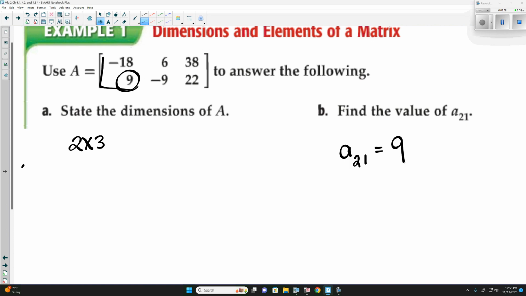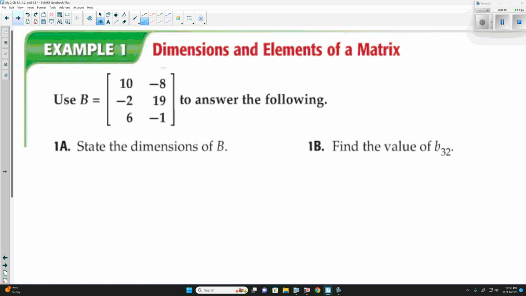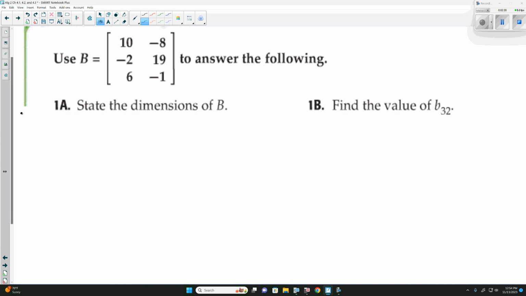Questions on this here? Let's look at the next one. What are the dimensions of matrix B? It has 3 rows and 2 columns, so it's a 3 by 2. Now we want to find the value of element b3,2. So third row, second column is -1. Questions on this here?